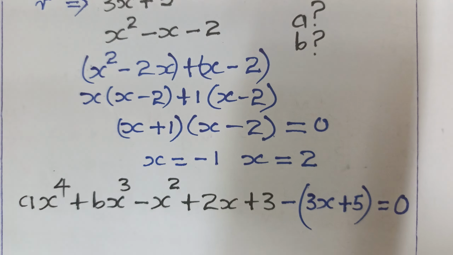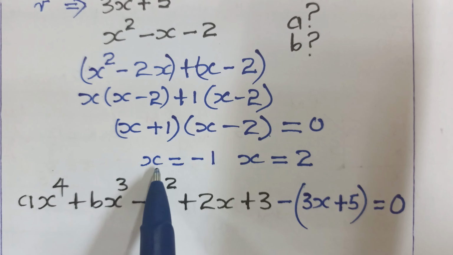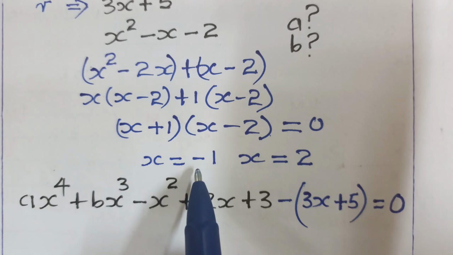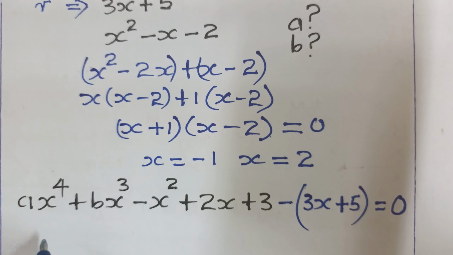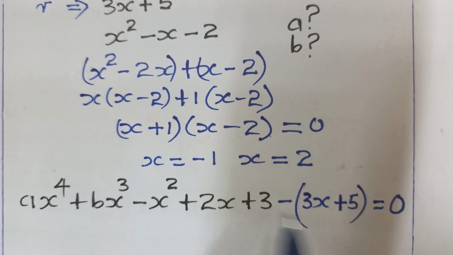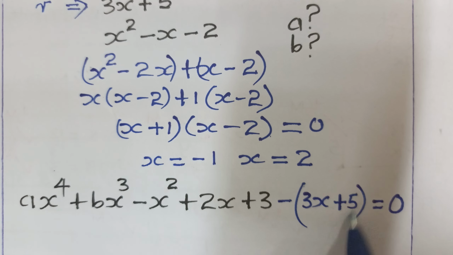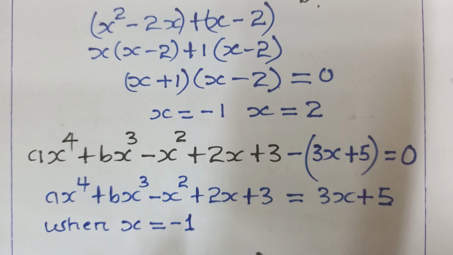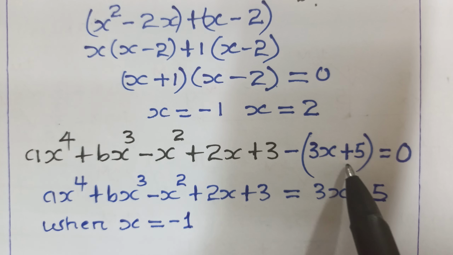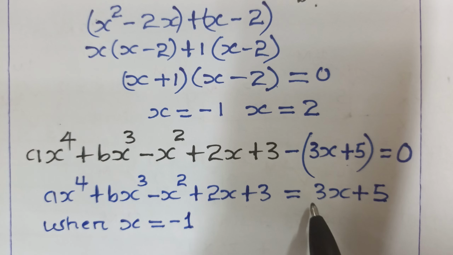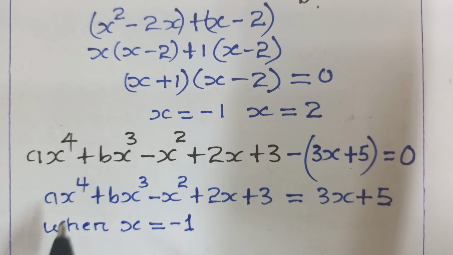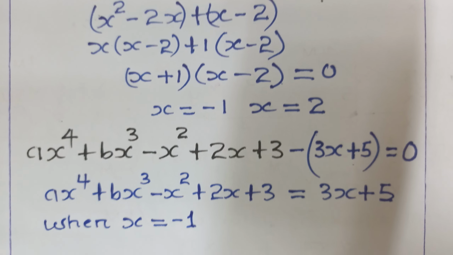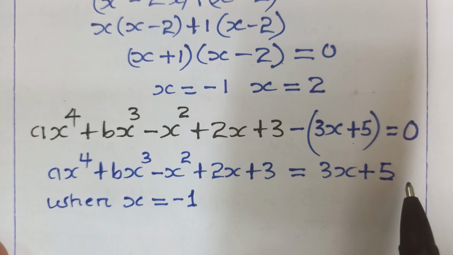Before we come to the roots, we can write this equation and put the remainder on the other side, so 3x + 5 becomes positive. Now I come with the first root, which is x = -1, and substitute in the whole of this equation.